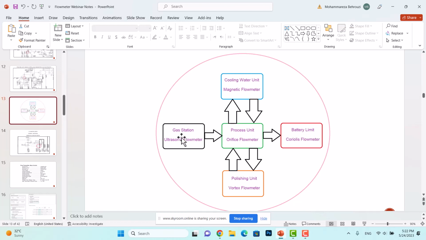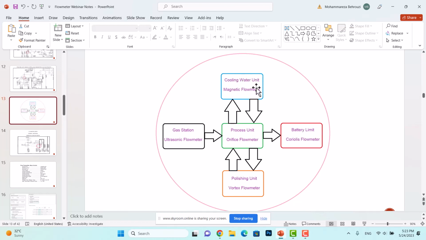So for gas stations, as I said, we use ultrasonic flow meters. For process units we use orifice flow meters, and for battery limit we use Coriolis flow meters because it has the highest accuracy, and we want to make the highest profit, because we are dealing with selling our products and it is extremely expensive. We don't want to make any mistake.